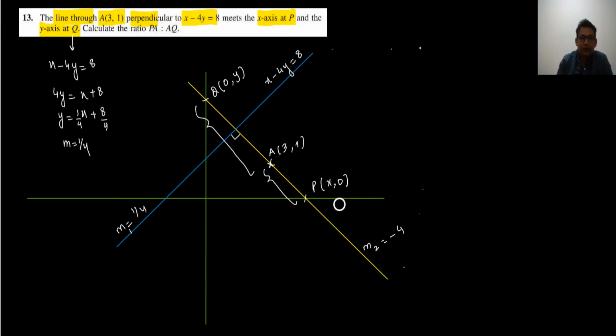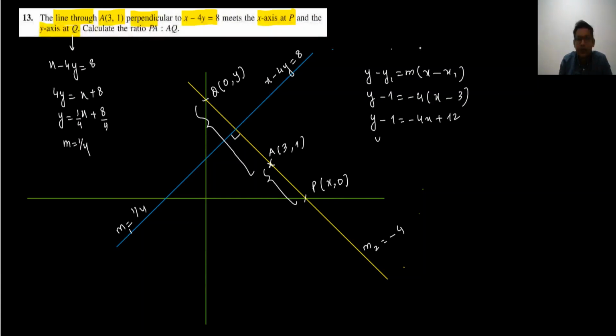So we know the gradient, and we know the value of A. So we can find the equation using y minus y1 equals m times x minus x1, the equation of a straight line: y minus 1 equals m, which is minus 4, times x minus 3. By this way we find the equation of this yellow line, the required line: y plus 4x equals 13. This is the required line.